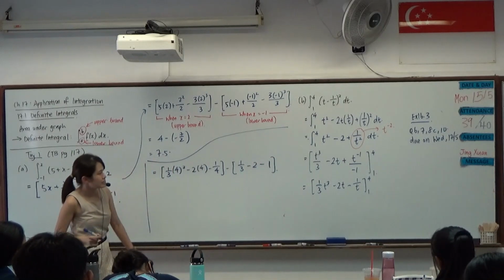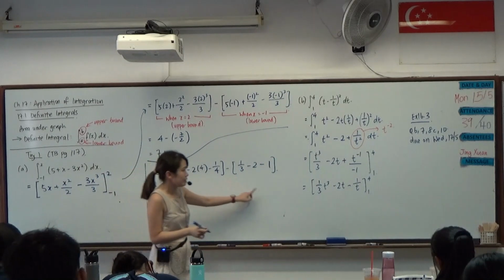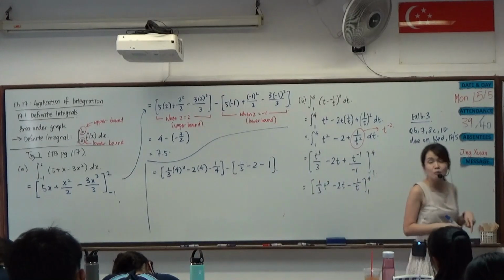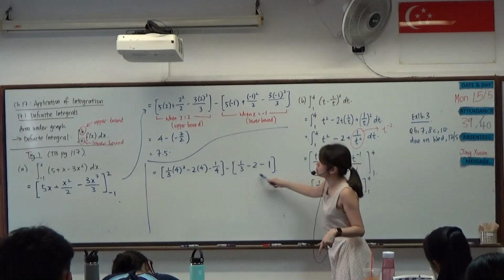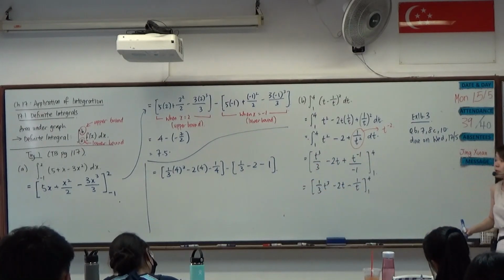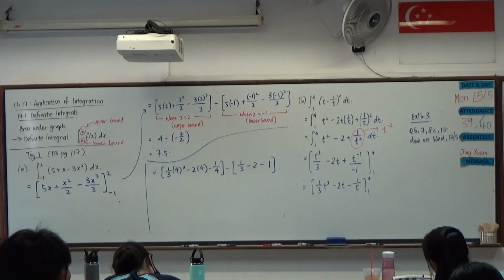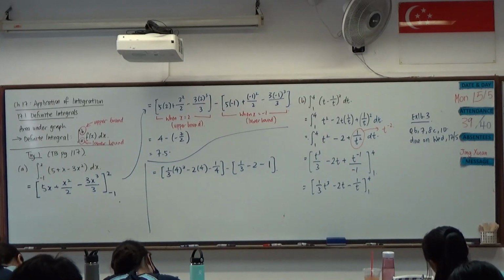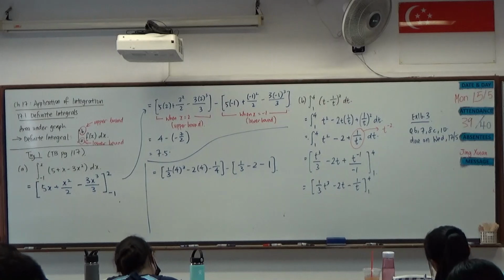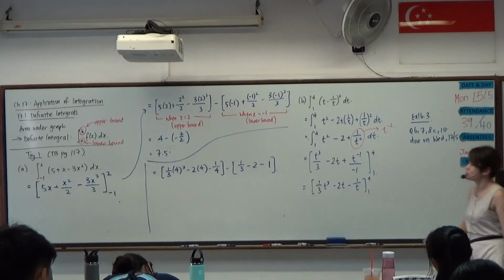Okay, so for the second set, we know that t is equal to 1, so all the t's actually become 1. So I don't bother to write down. Then key into your calculator, and we will get 15.75 or 15 3/4.